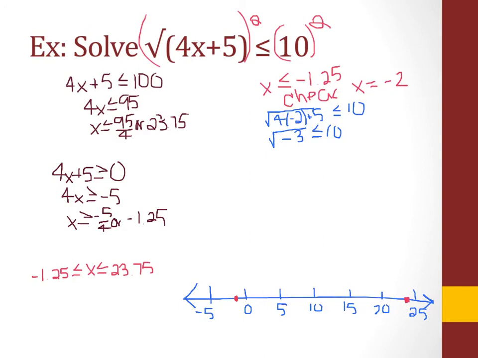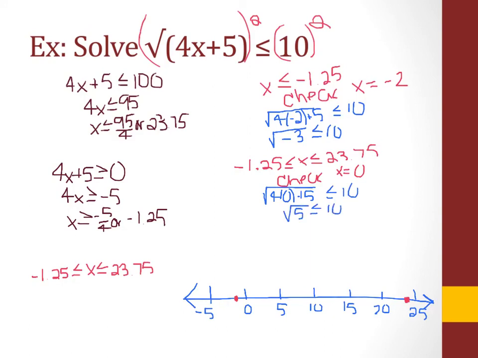Now let's check when we have x in between our -1.25 and 23.75. An easy point here that would be easy on us to check would be when x equals 0, since that would be in between our two numbers. Doing the same thing as we did before, which is the square root of 4 times 0 plus 5 less than or equal to 10. The square root of 5 is less than or equal to 10, which is true. So we would shade in between our 2 points.